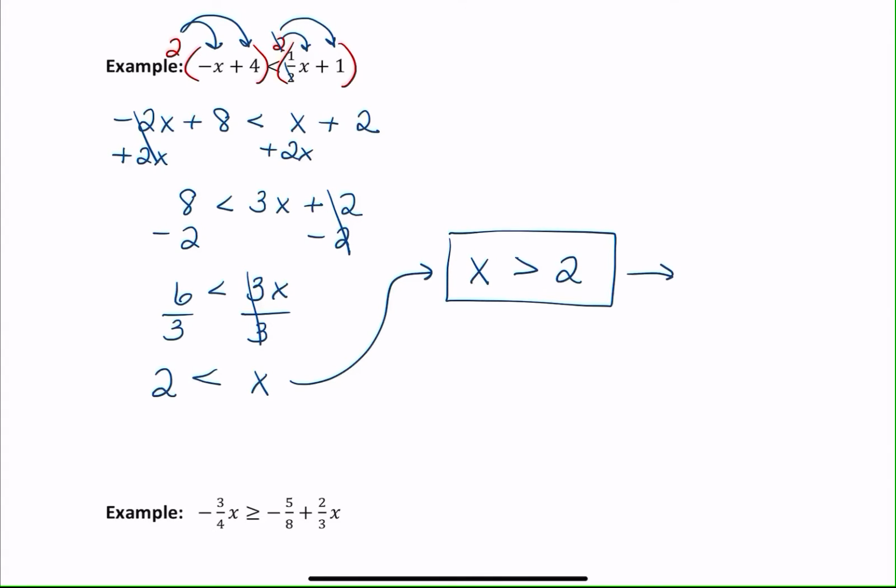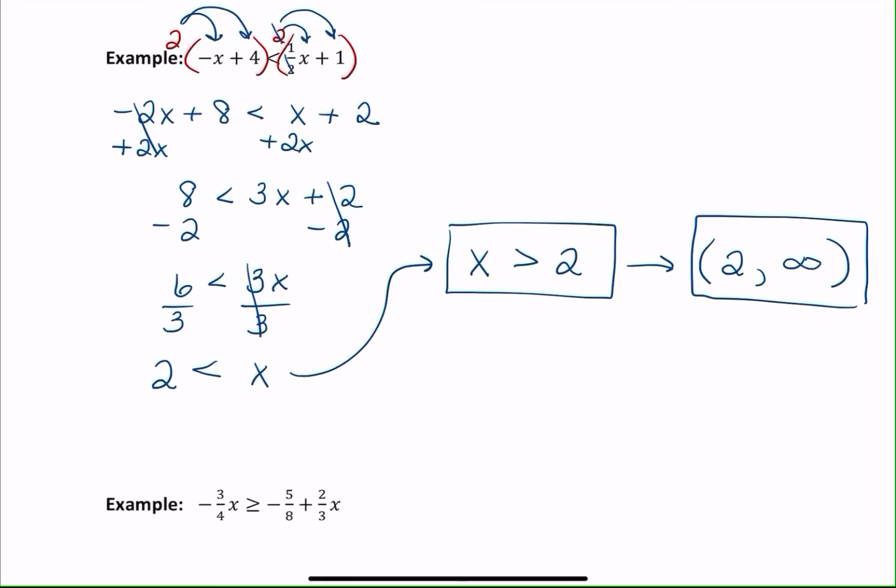And then that in interval notation would be a parenthesis on 2 to infinity. And the parenthesis is because you have greater than.